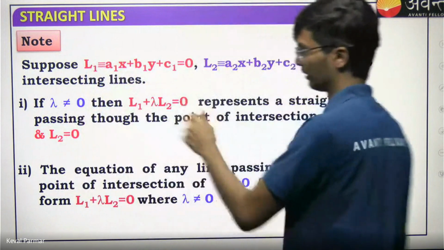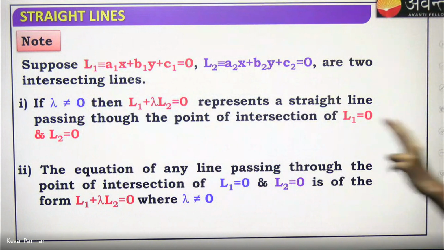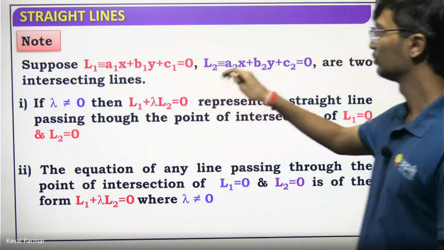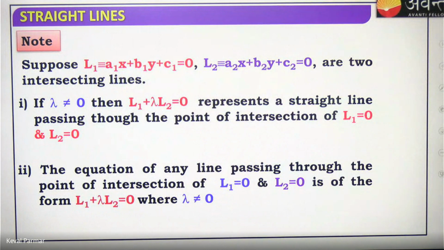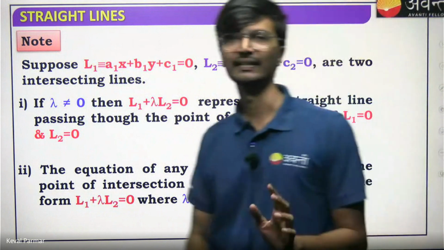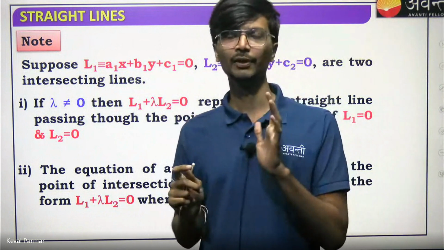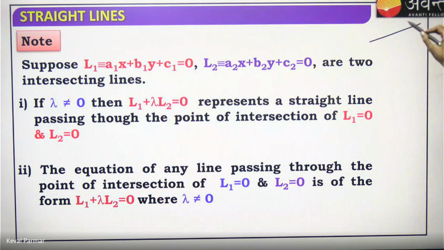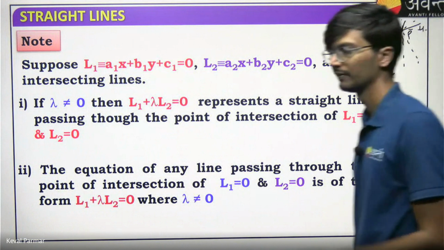Let there be two lines L1 and L2 given by A1x + B1y + C1 = 0 and A2x + B2y + C2 = 0, and they intersect at a point P. Through this point P there will be an infinite number of lines passing, and these infinite lines are called the family of lines.